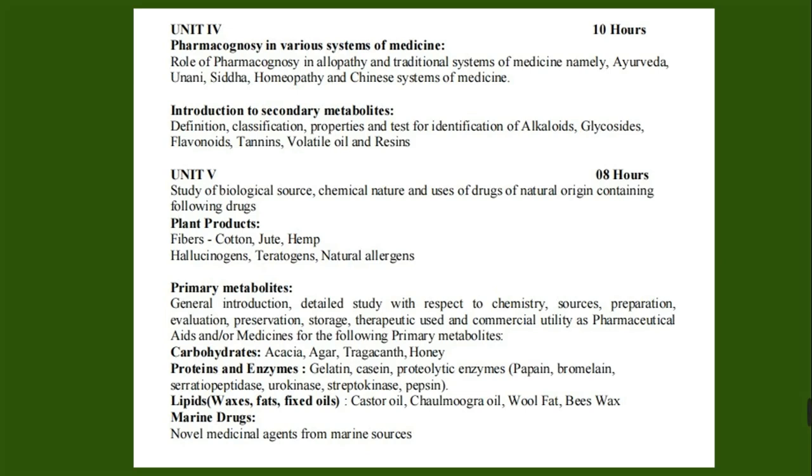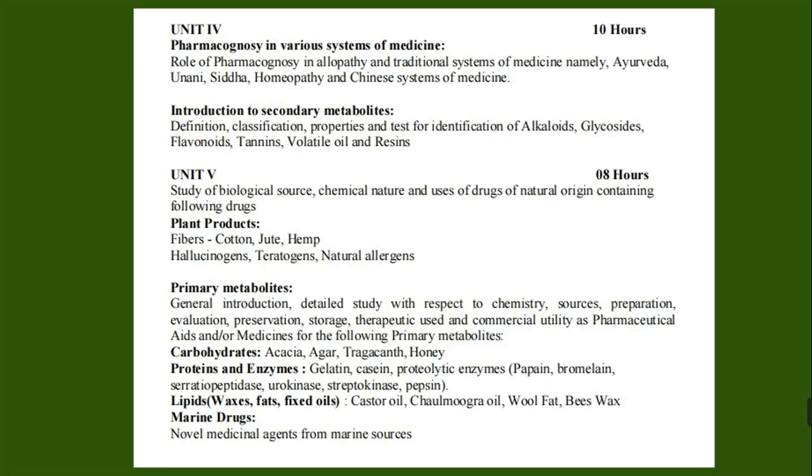So what are secondary metabolites? These can be defined as those produced by a variety of microorganisms, especially when they share an environment with other microorganisms or when environmental conditions deteriorate. So we'll be learning about the alkaloids, glycosides, flavonoids, tannins, volatile oils and resins, like their definition, classification, properties, like are they basic in nature or acidic in nature, and what are the different chemical identification tests present there.